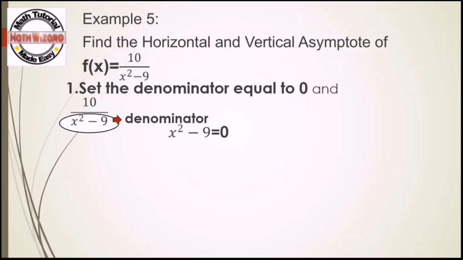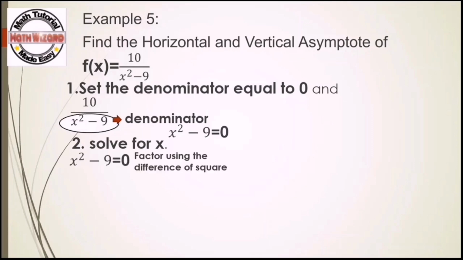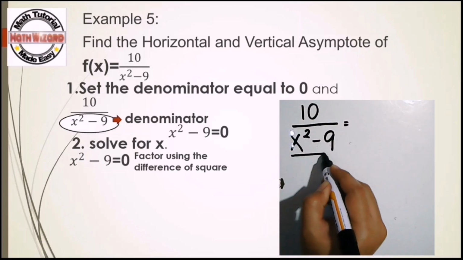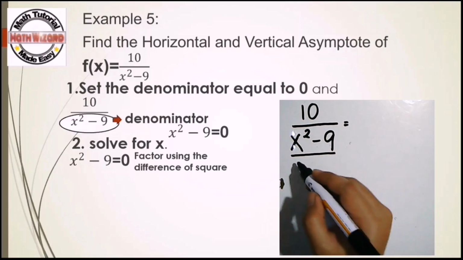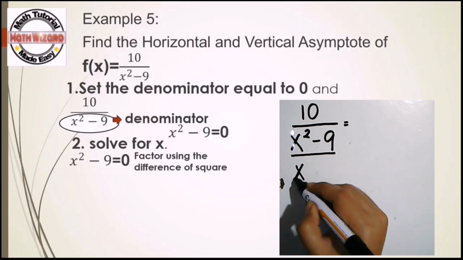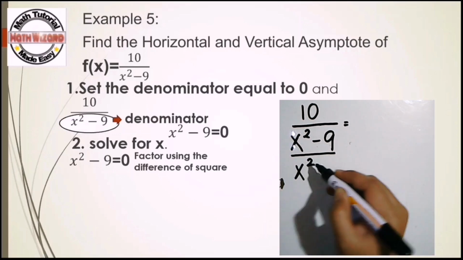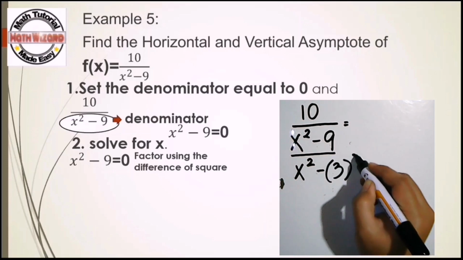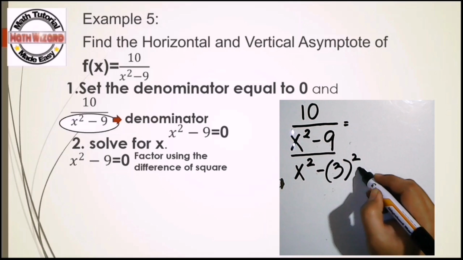Therefore, if you're gonna equate it, x squared minus 9 is equal to 0. And then we solve for the value of x. If you will observe, we can factor the equation using the difference of two squares. Why? Because as we can see, x squared is a perfect square and 9 is also a perfect square, which is 3 to the second power, right?